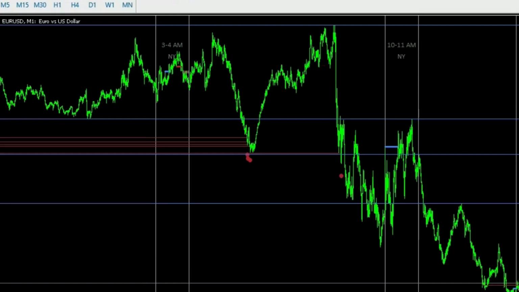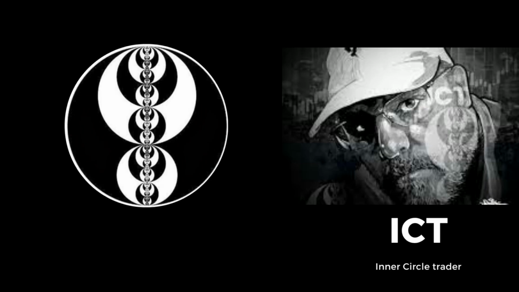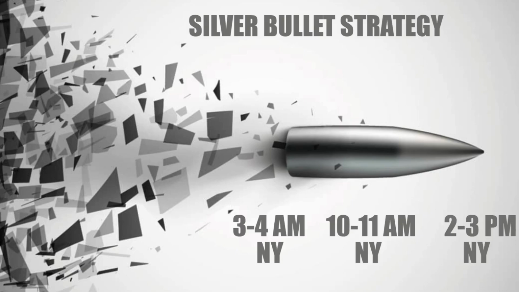Hey guys, today I want to tell you more about our ICT Silver Bullet Indicator, and let me give you a quick recap of the Silver Bullet strategy. This was developed by ICT, who is a well-known figure in the trading industry, and it is a time-based strategy that works best between the hours of 3 to 4 a.m., 10 to 11 a.m., and 2 to 3 p.m., all New York time.